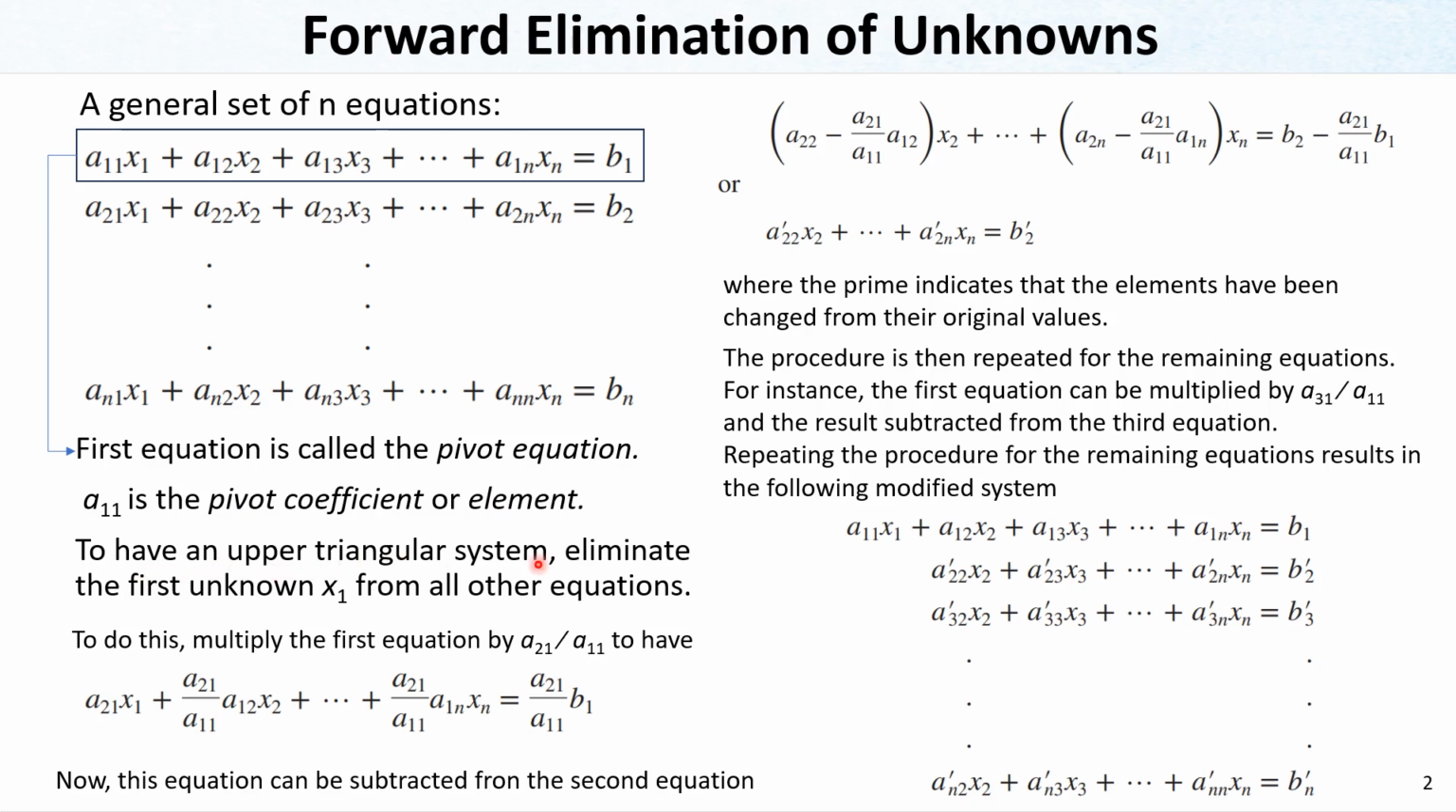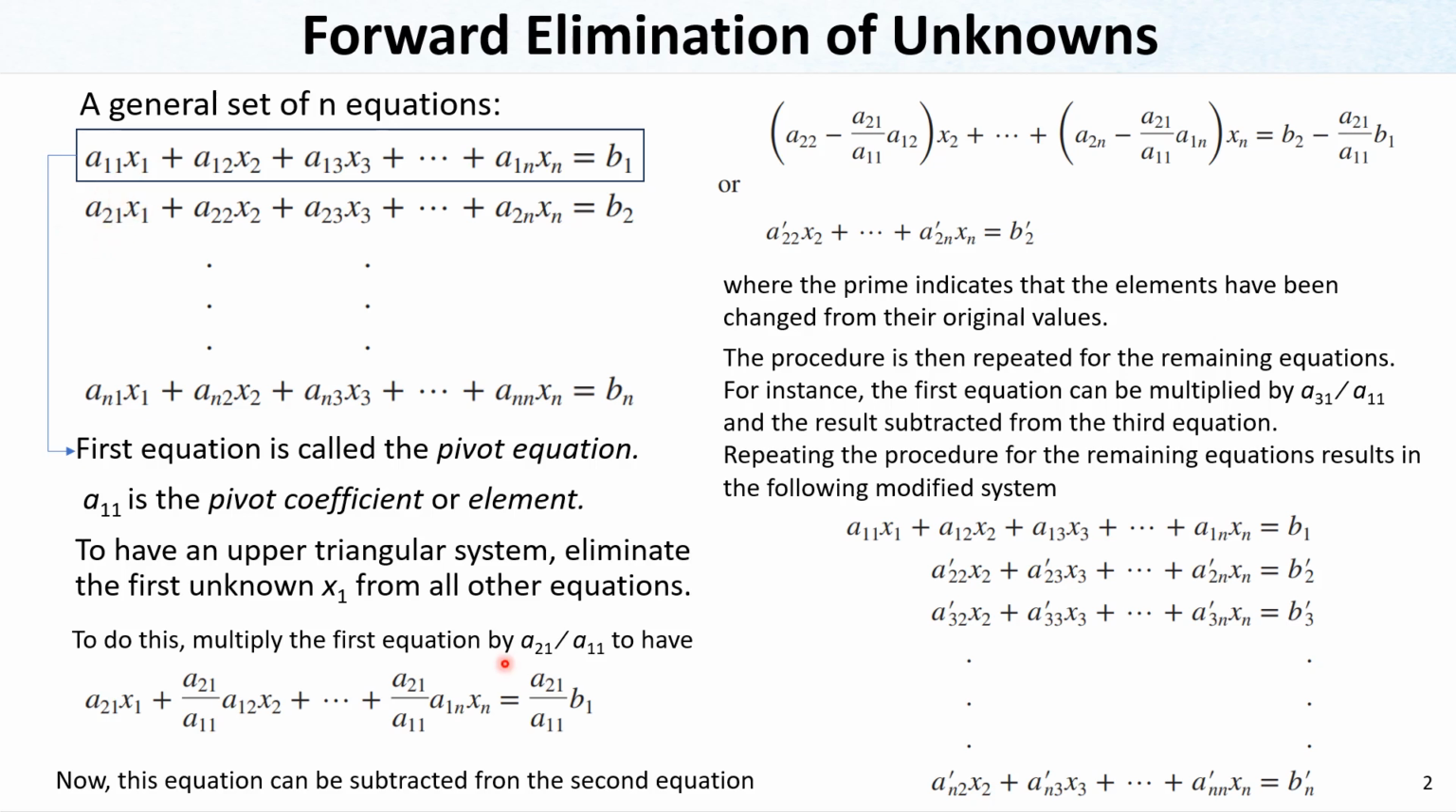To have an upper triangular system, we need to eliminate the terms over here. So we first need to eliminate the first unknown x1 from all the other equations. In the first one it will remain, but in the others we will eliminate x1. That's why this is called the pivot element, the first one which has to be eliminated. To do this, we multiply the first equation by a21 divided by a11. So basically we divide by a11, but we multiply by a21 so that we have the same term as in the second equation, and when we subtract them from each other, we eliminate x1 from the second one.